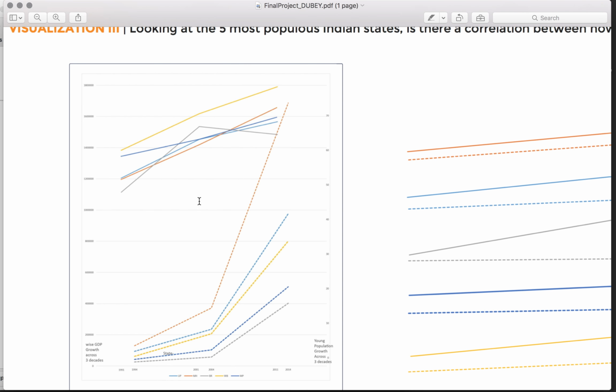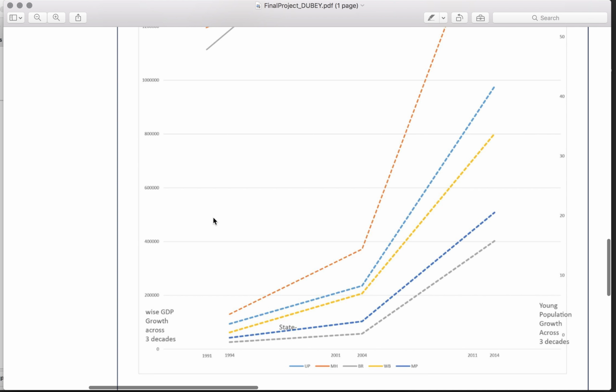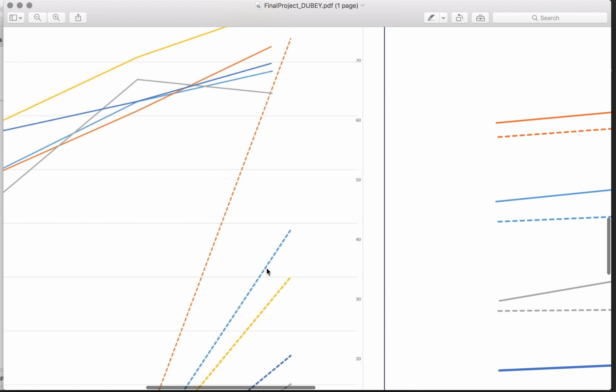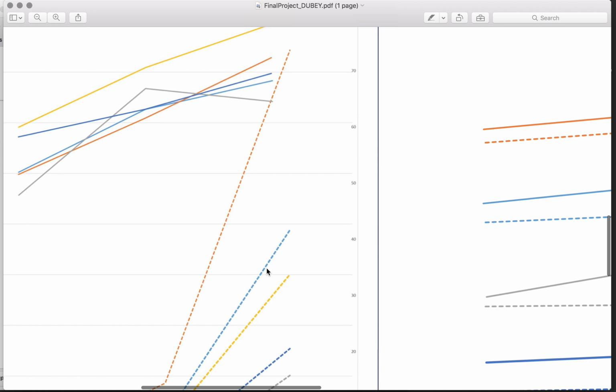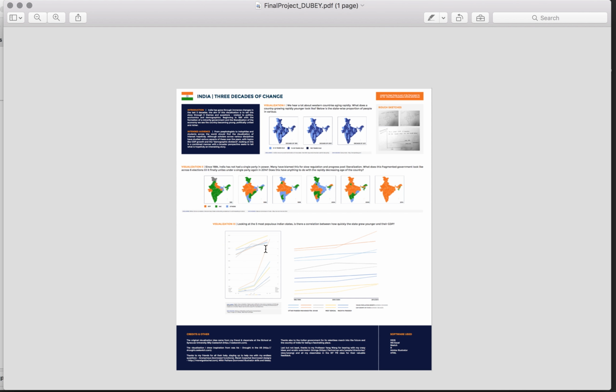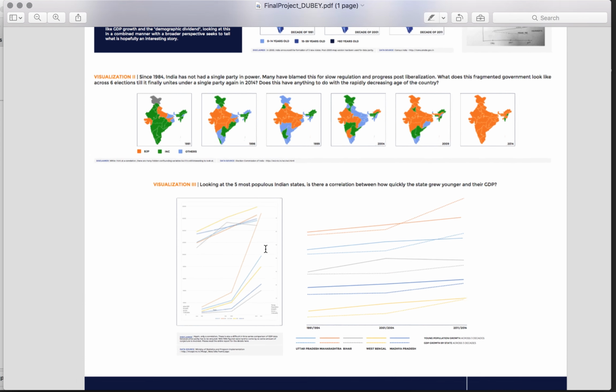So here, as you can see, this axis, sorry about that. My computer is not cooperating.